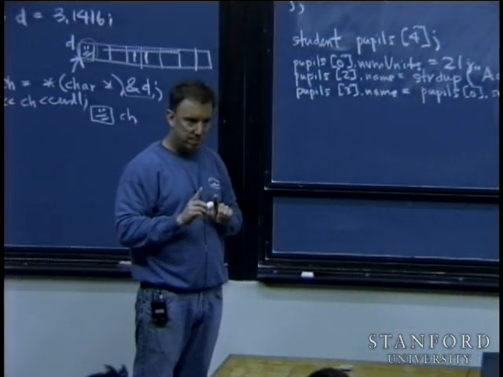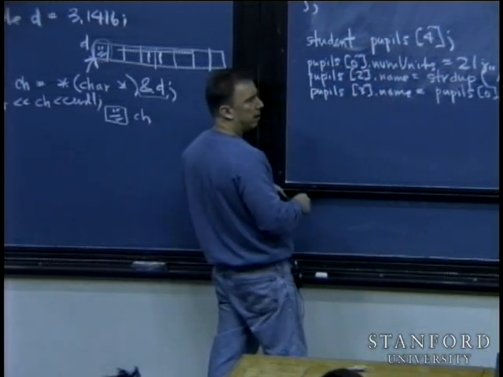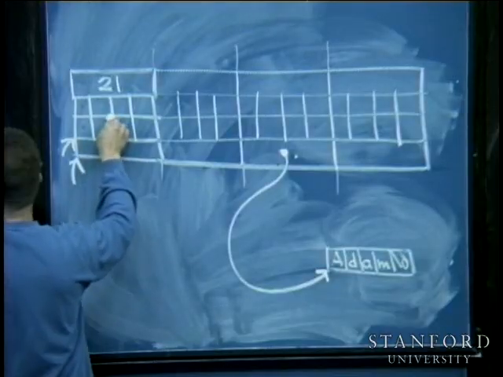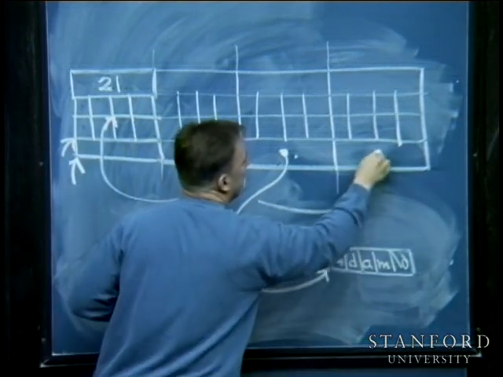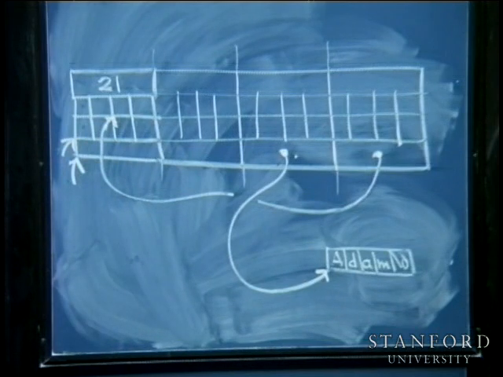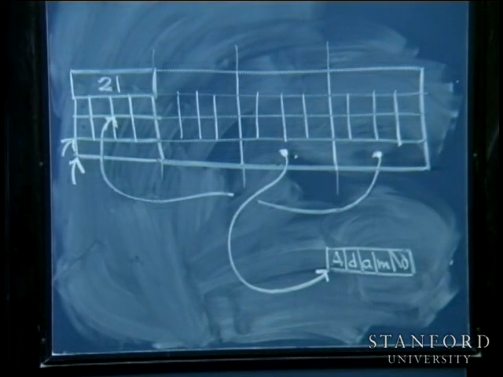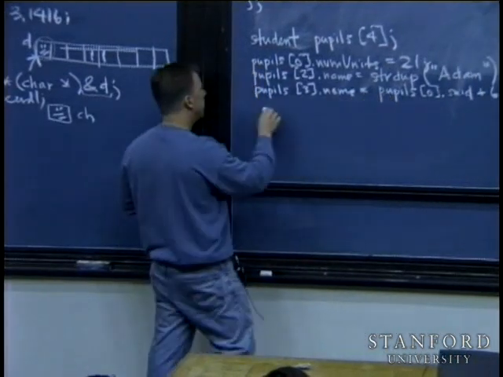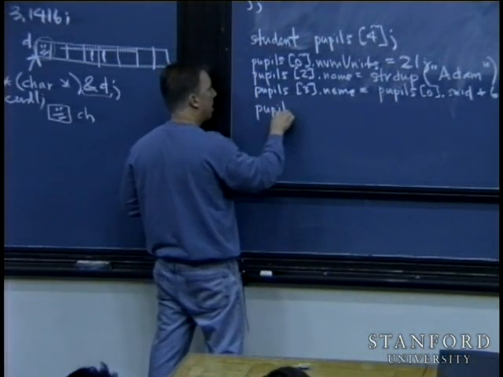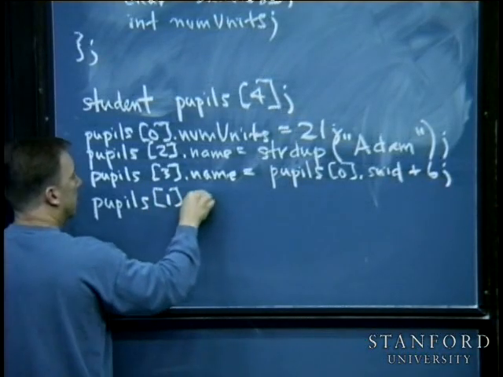Does that make sense to people? Okay. The tail of that arrow is assigned right there. All I did was assign an actual value to the name field of the very last student in that record. It happens to be the address of something that resides inside the entire figure. Okay? If I do this, pupils of 1, oops, messed up.